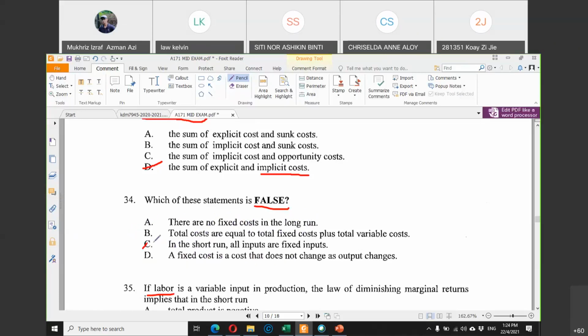In the short run, all inputs are fixed inputs. We know that in the short run, there will be variable cost and also fixed cost. Of course this is in terms of input, but to get cost, you must have input. So if you say in the short run there is fixed cost and variable cost, that means in the short run there are fixed input and also variable input. To say that in the short run all inputs are fixed is not correct. So the answer is C.